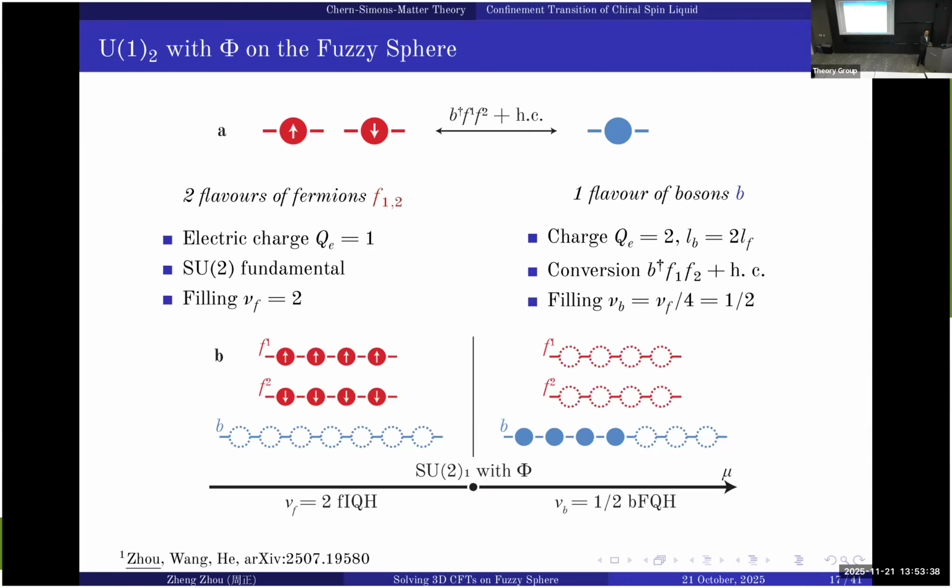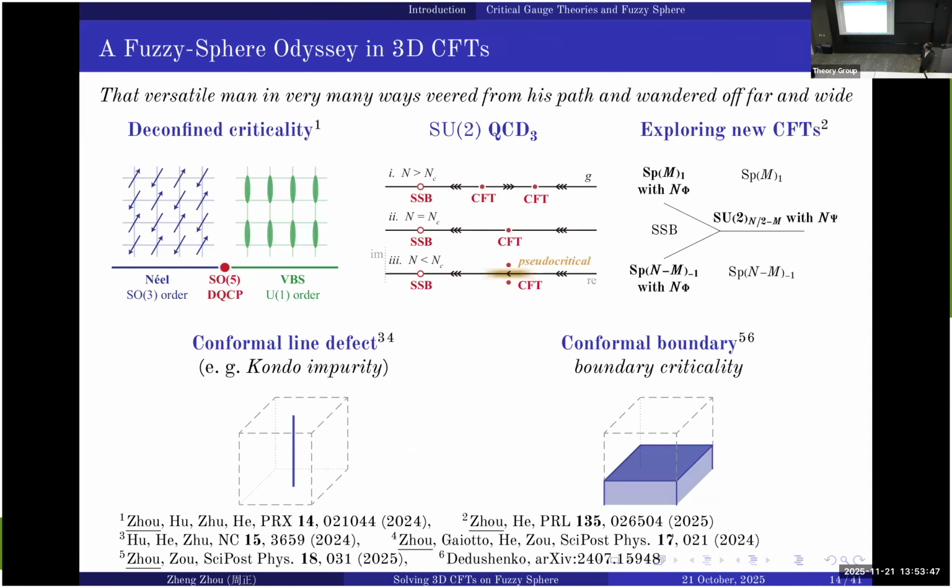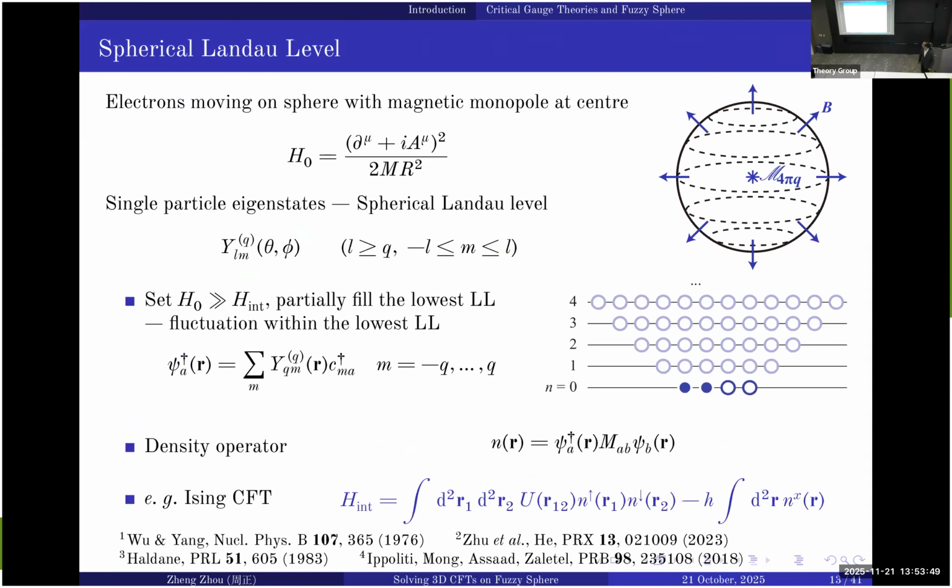I have a question. Yes. Why does this magnetic field not break conformal invariance for the fuzzy sphere? You're putting a large magnetic field. Yes. So the gapless operators are the fermion bilinears, which do not feel the magnetic field.